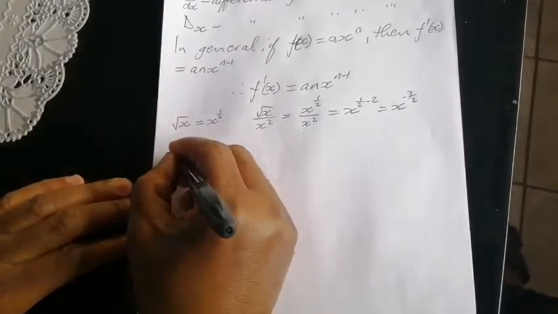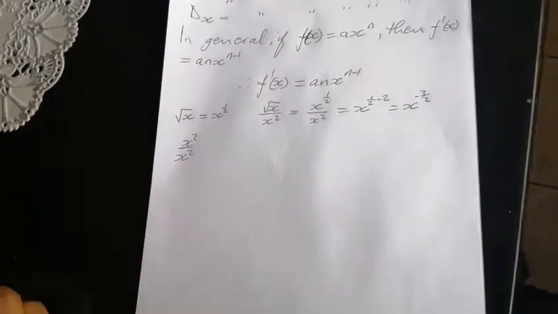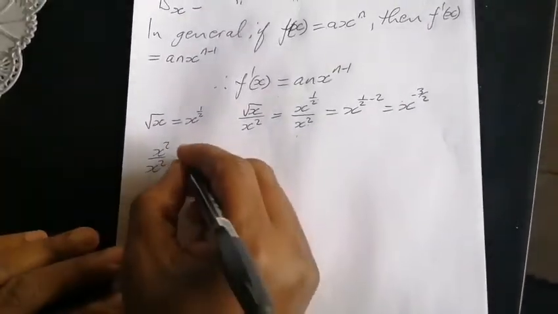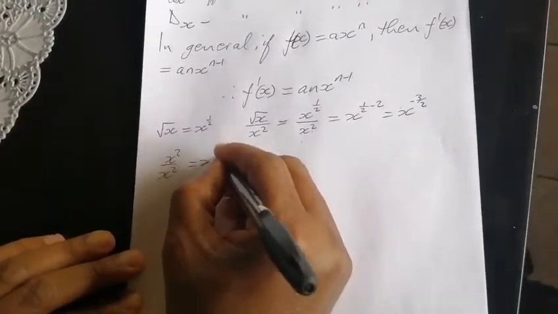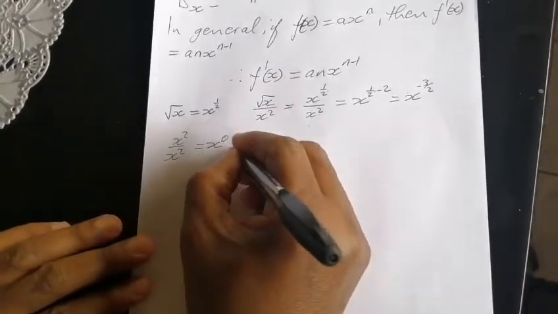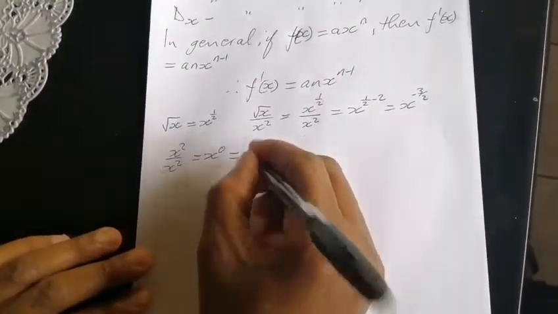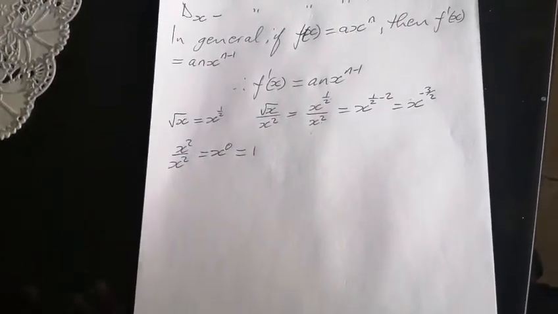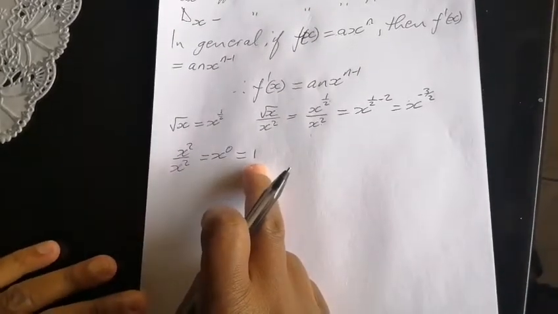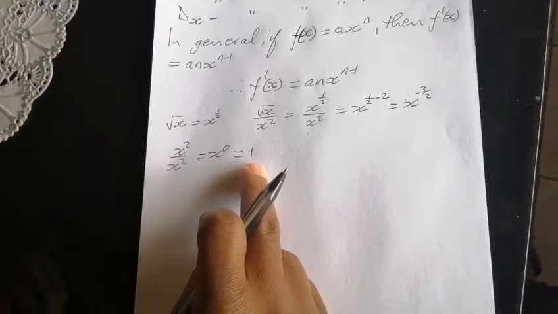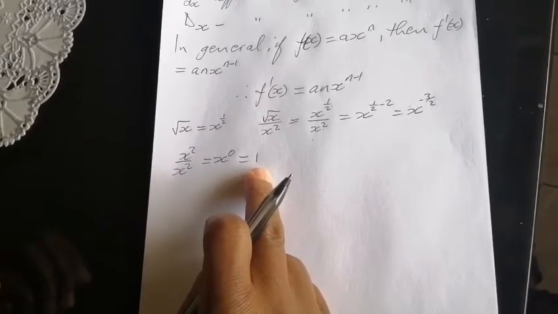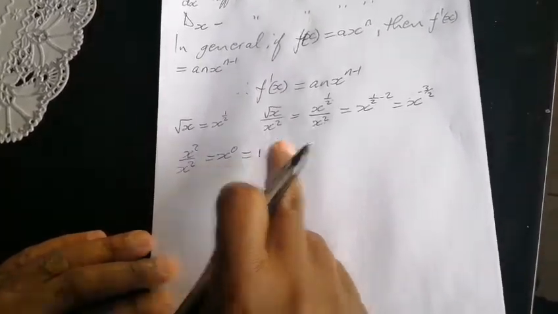And if we have x squared over x squared, you will notice that according to exponents, this is x to the power 2 minus 2, which is 0. So what is a number to the power 0? 1. In other words, we are differentiating a constant. And let me make it clear here, when you differentiate a constant, you always get a 0. In other words, if we differentiate 1, our answer is 0.